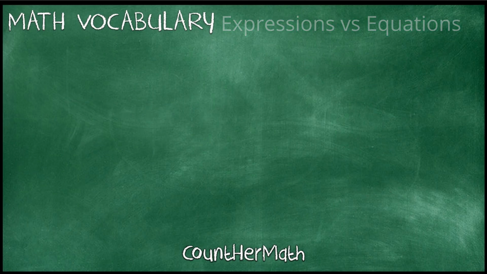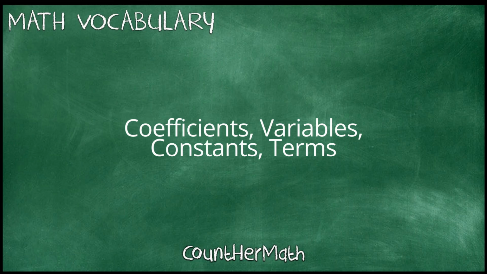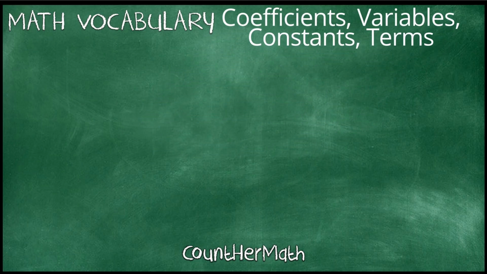Now we're going to move into coefficients, variables, constants, and terms. Starting with the easiest of these, a constant is a regular number. It can be a fraction, a decimal, a whole number. It does not matter as long as a variable is not attached to it.